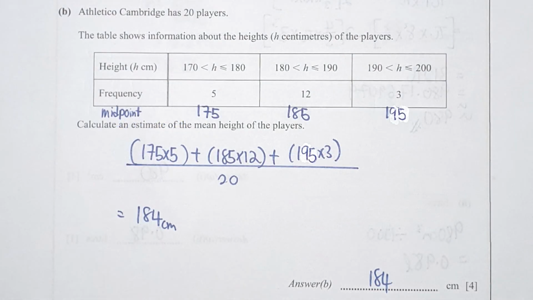As for section B of this, the first thing you need to do to identify the mean is to find their midpoints. So the respective midpoints will be 175, 185 and 195. Multiply them with their respective frequencies of 5, 12 and 3. Divide the answer by 20, and you will get the final result as 184.